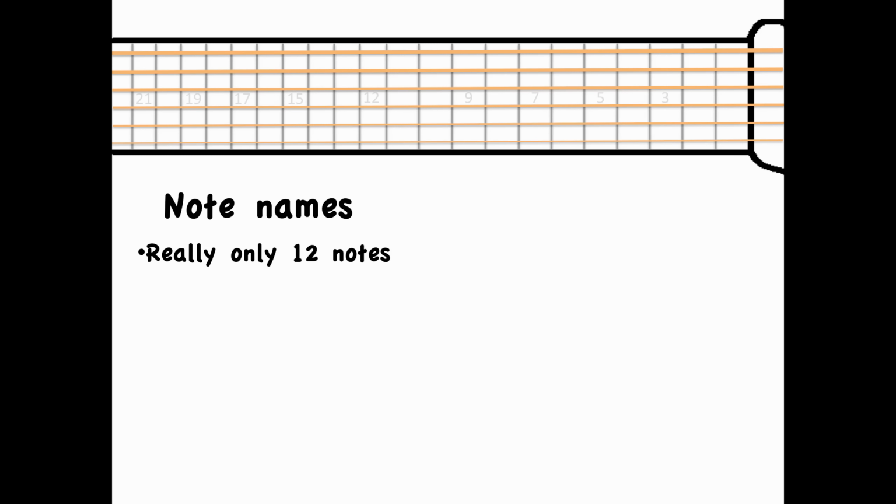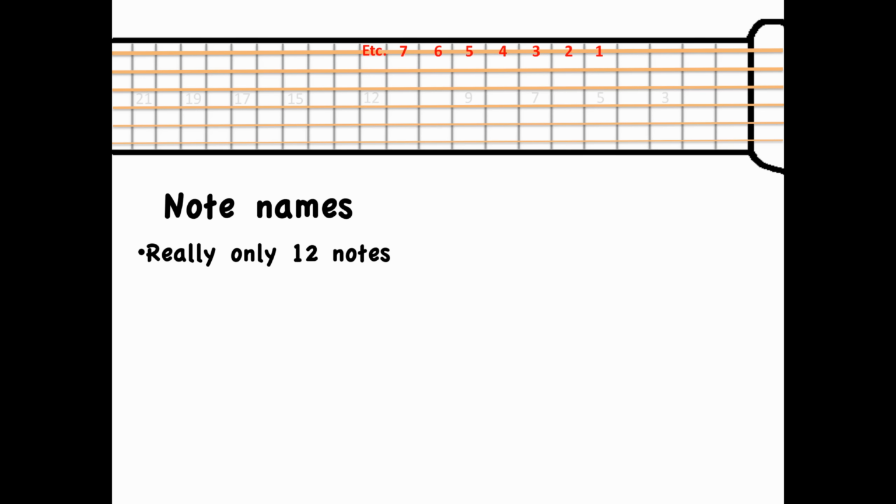Our understanding of music begins with an understanding of notes, where they are on the fretboard and how they're named. Now, trying to keep things very simple, there's really only 12 notes. I suppose they could have just used numbers to name these notes, such as note number 1, here's note number 2, note number 3, so on and so forth.